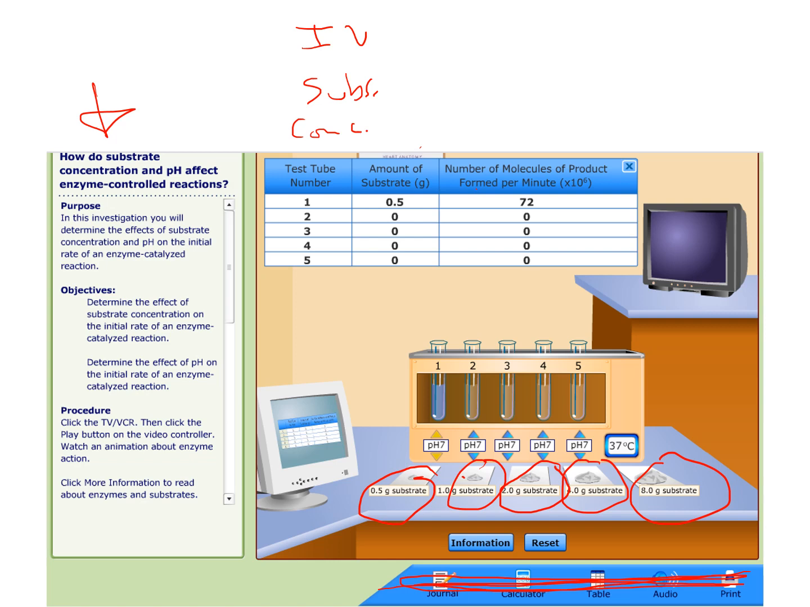All right, so in that case, you're going to keep the pH the same. Now, what pH should it be kept at? Well, I'm going to let you decide, but it should be the same in all experimental treatments. One experimental treatment being test tube 1, a second being test tube 2, and then 3, 4, and 5. Okay, that is all for this slide.